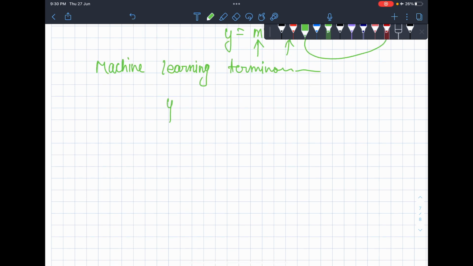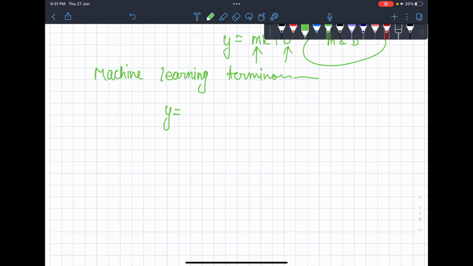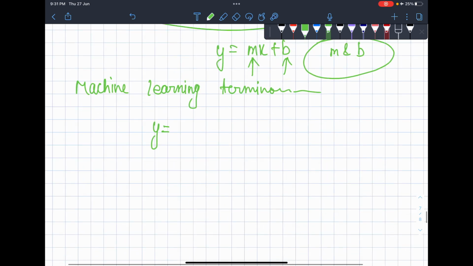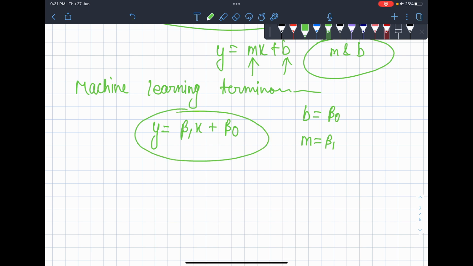In machine learning terms, what we use is betas or thetas. For the sake of understanding, betas or thetas are nothing but variables. We use beta 0 for b, and beta 1 for m. It is the same. So the function will be beta 1 x plus beta 0. We did nothing except use beta 0 and beta 1 in place of m and b. Now we want to minimize it.